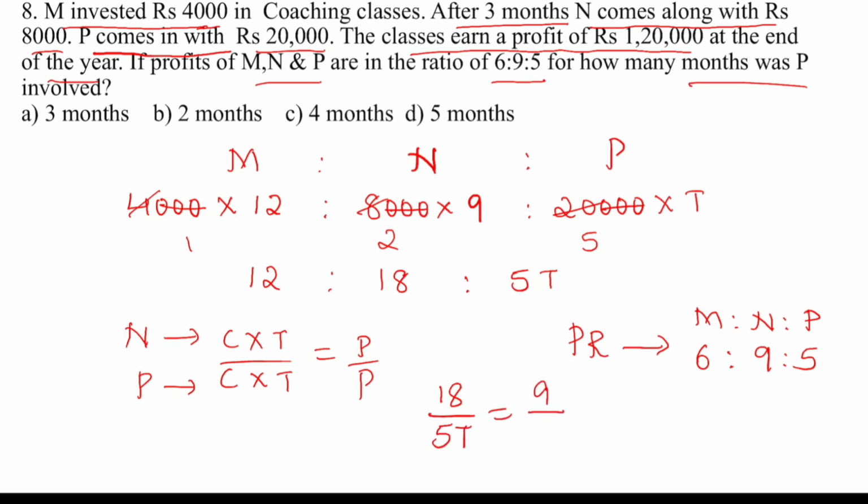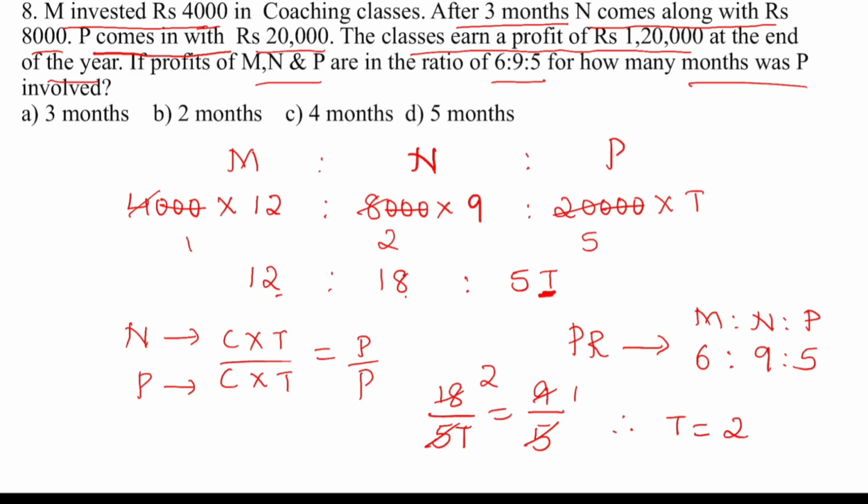N is 9 parts and P is 5 parts. Not necessarily do you have to take N and P. You can take M and P also, because we have to take P, since we have to find out T here. So we can take either M or N. Both will come. Now solving this, 5 cancels here, 9 ones are 9, twos are 2, therefore T is equal to 2.